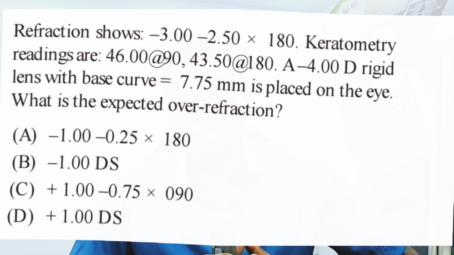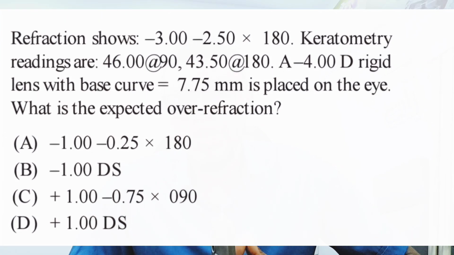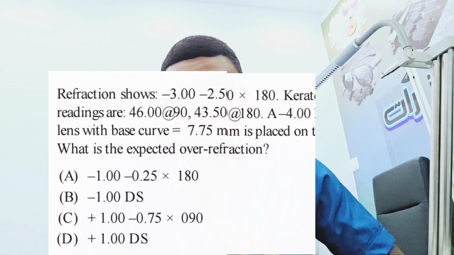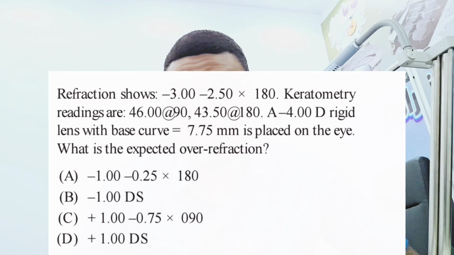There is a 100% chance that you will meet an over-refraction question in your exam. If not one, you might meet 2 or 3 or 4 or 5, because of the way they normally ask questions. If you see one question, it can come out 5 times in the same exam. And 5 is a big percentage.